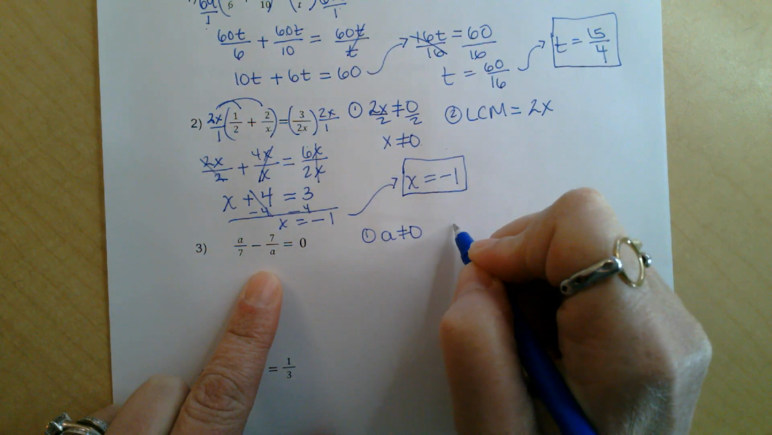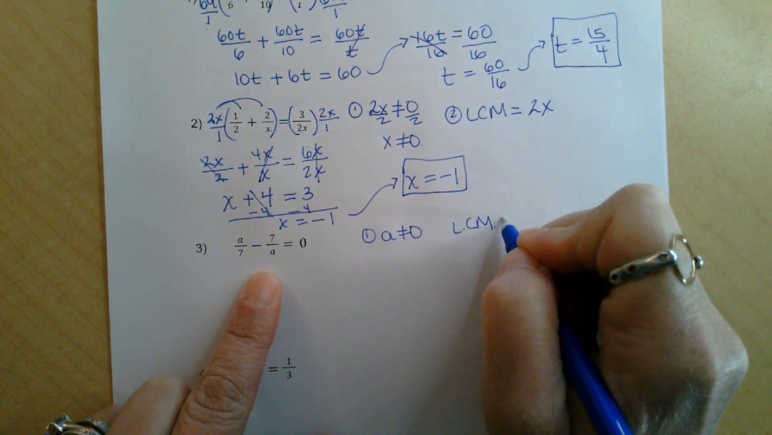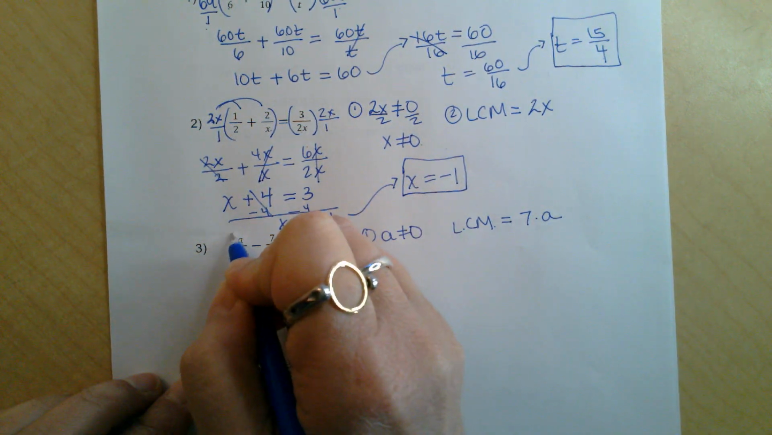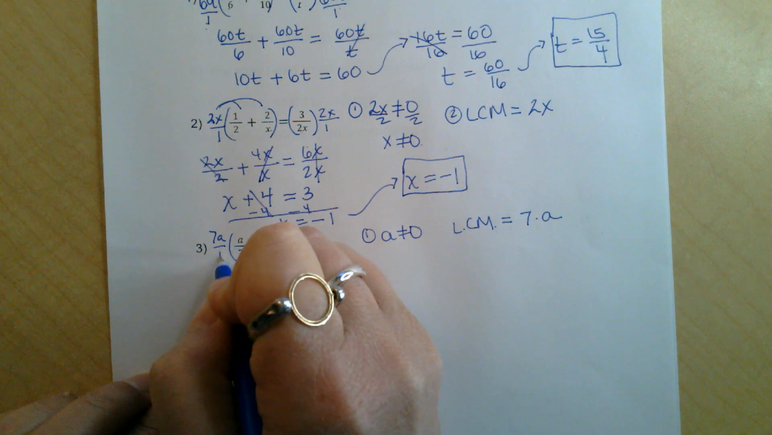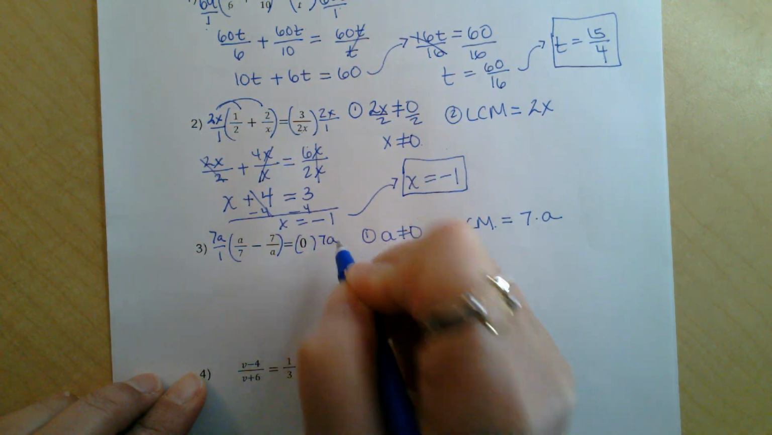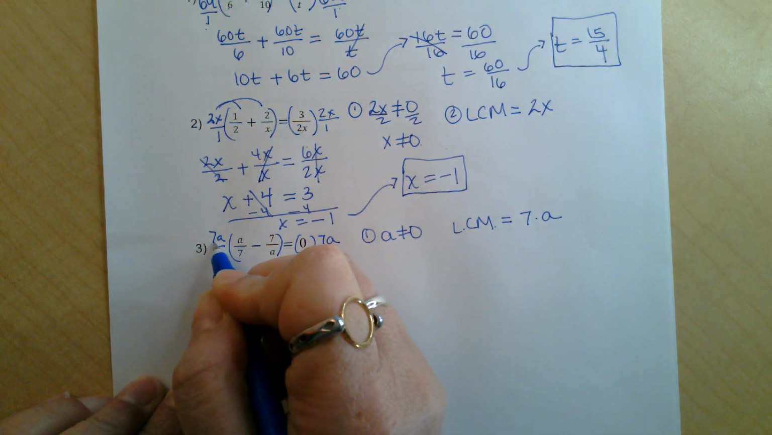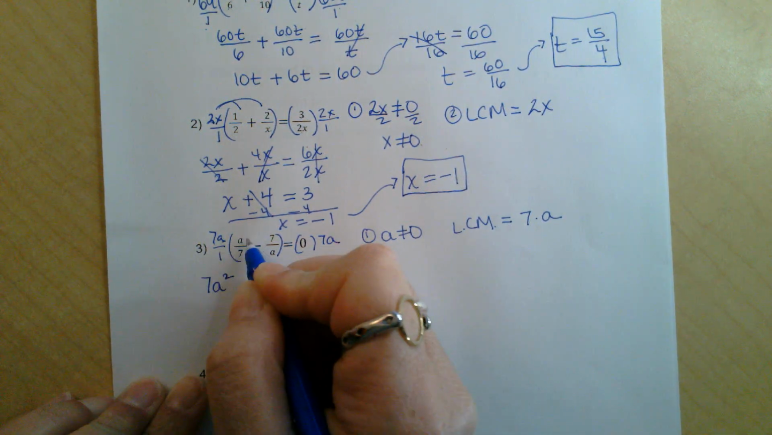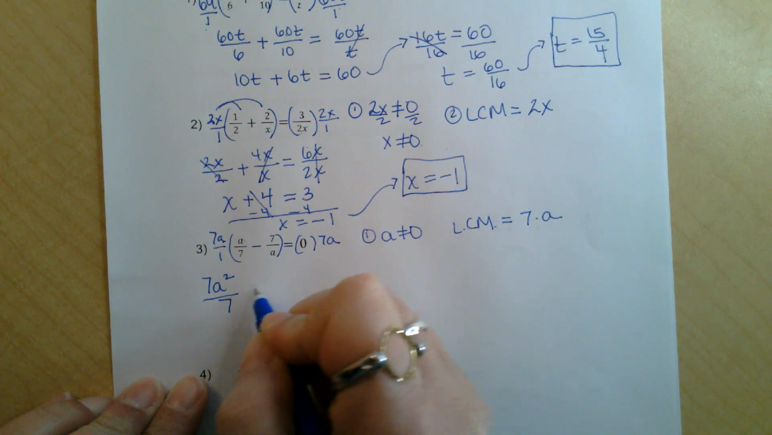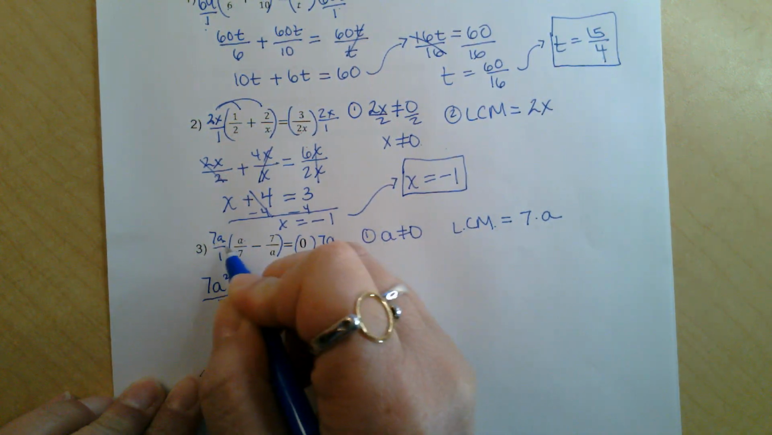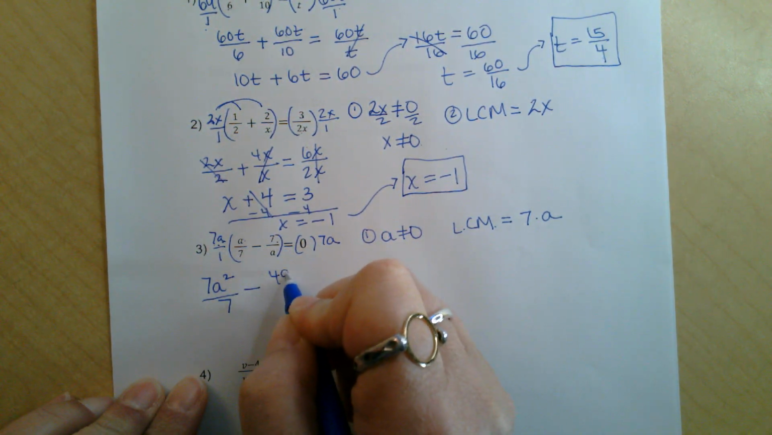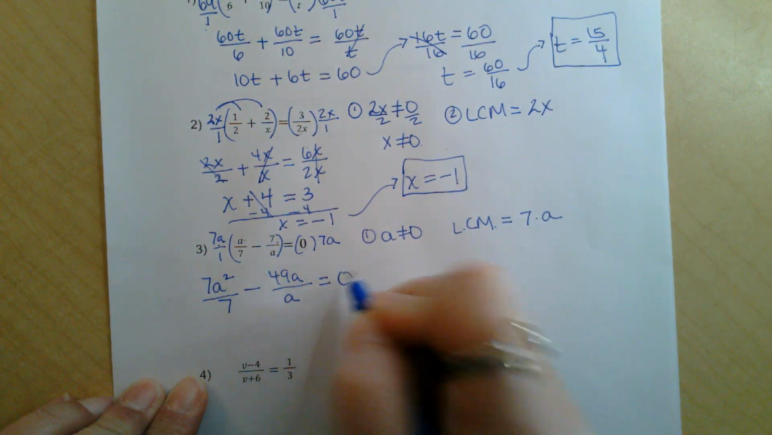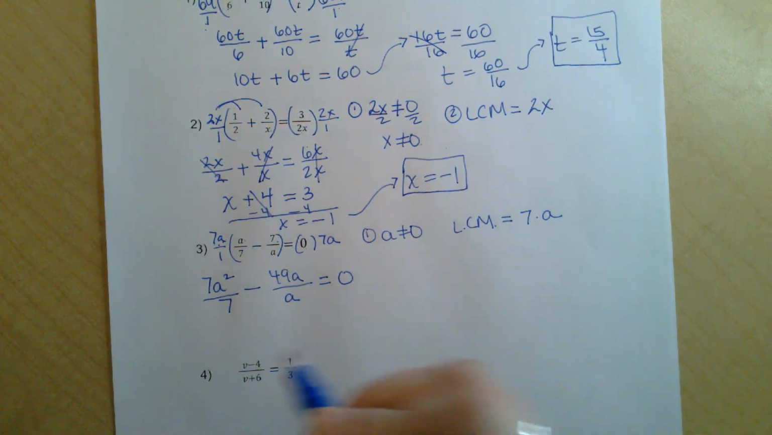Okay, next, least common multiple: 7 times a, which is 7a. Let's multiply everything by 7a. That's really 7a over 1. So here we're going to get 7a times a, which is 7a squared. Be careful: a times a is a squared over 7, minus 7a times 7, 49a over a, equals 0 times 7a, which is 0.